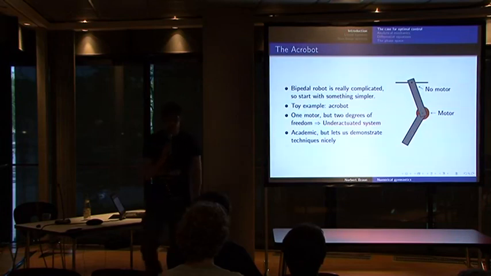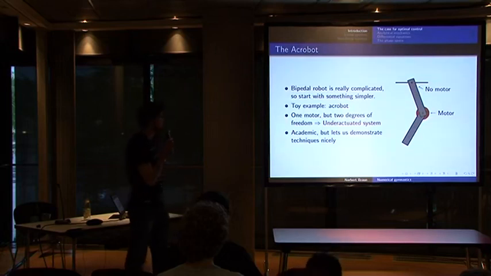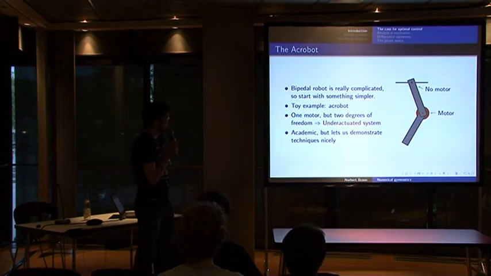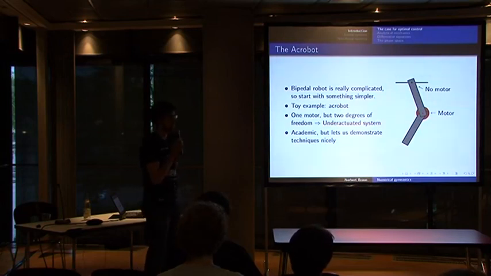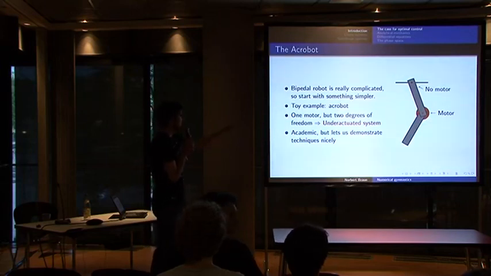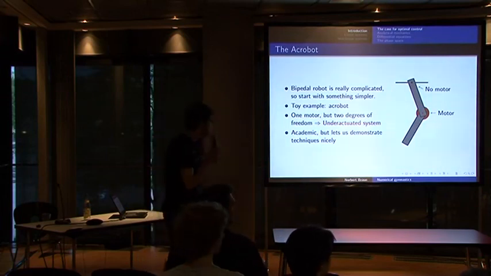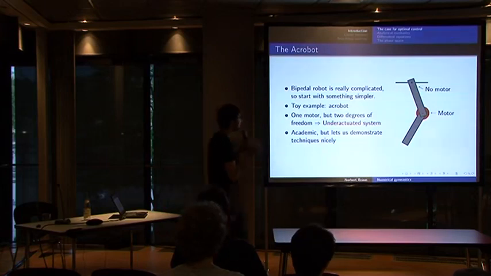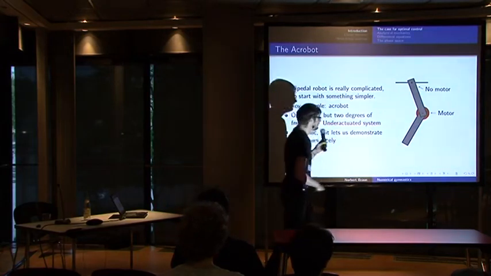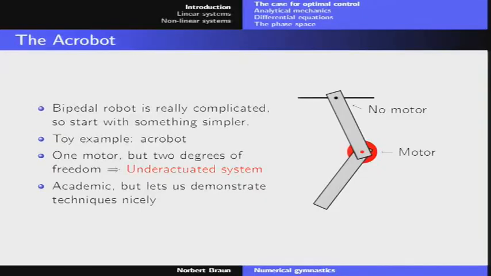Now, of course, bipedal robots are somewhat hard, and starting with them is probably not advisable. So we need some more simple toy system. And a toy system that's discussed a lot is this Acrobot. What you see here is that it has, by the way, do we have a laser pointer or something? No, okay. Never mind. So what we see here at the top, it has just a bearing, and in the middle it has a motor. And it's two pendula essentially attached to each other.